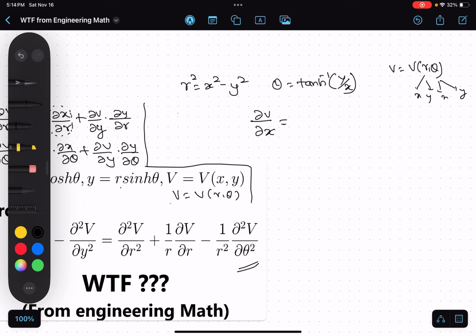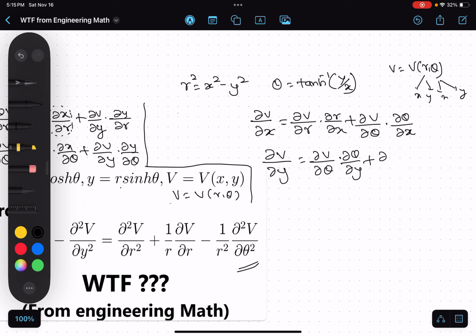So over here, if I want to find the rate at which v changes due to x, that will be this expression, which is basically the rate at which r changes due to x and how r changes v, plus how x changes theta and then how theta changes v. This will be this expression. Similarly, partial v by partial y will be partial v by partial r times partial r by partial y plus partial v by partial theta times partial theta by partial y.